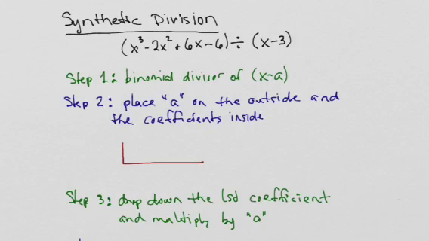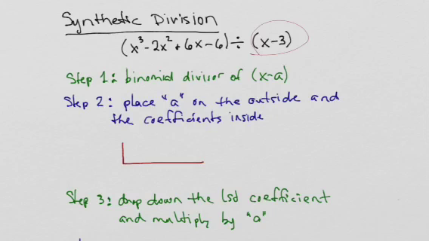First off, we need this binomial divisor in the shape or form of x minus a. And the fact that there's a minus in there is essentially important, and you're going to see as we go through. So we got this binomial divisor in the form x minus a.